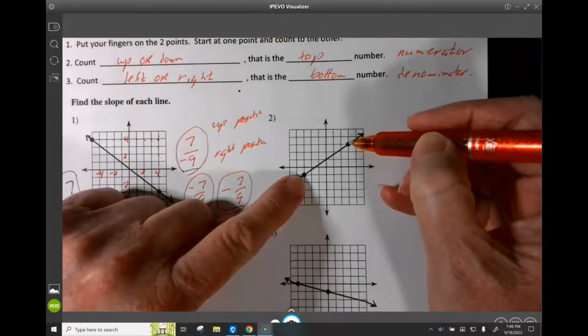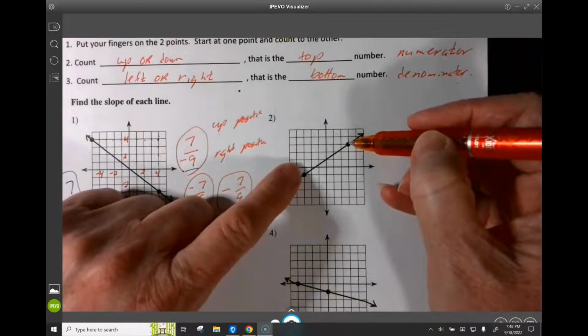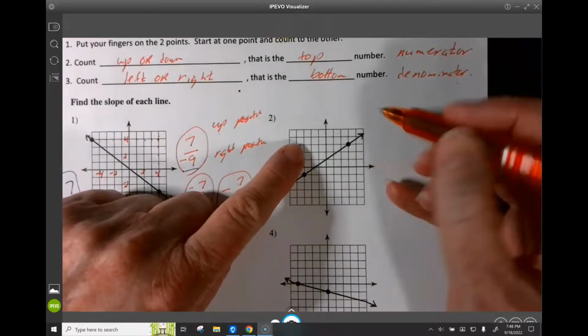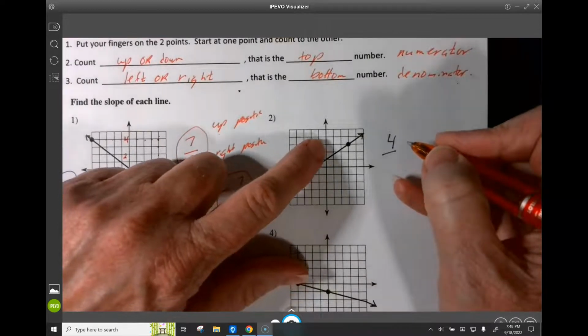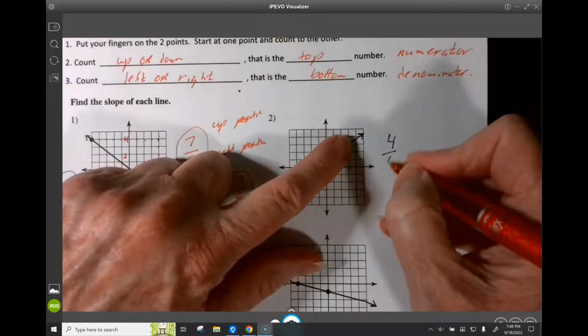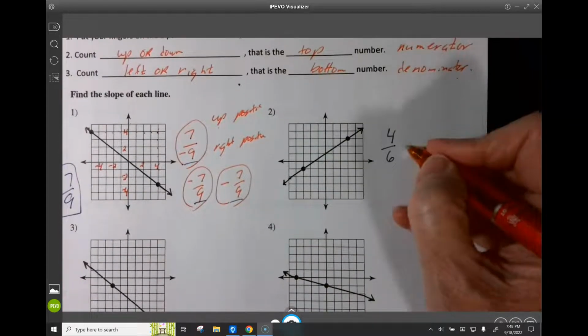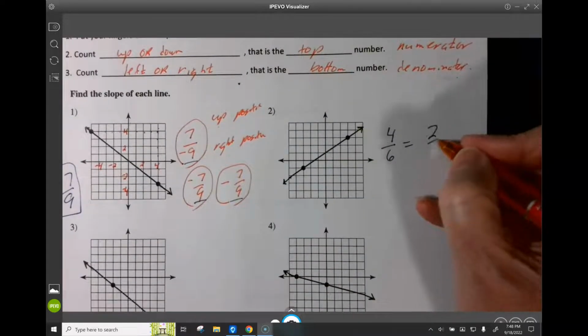Okay, we're going to count. So I'm going to start at the left this time, and I'm going to go up 1, 2, 3, 4. So I went up 4. I'm going to go to the right: 1, 2, 3, 4, 5, 6. So my slope is 4/6. Write it in lowest terms, that's 2/3.